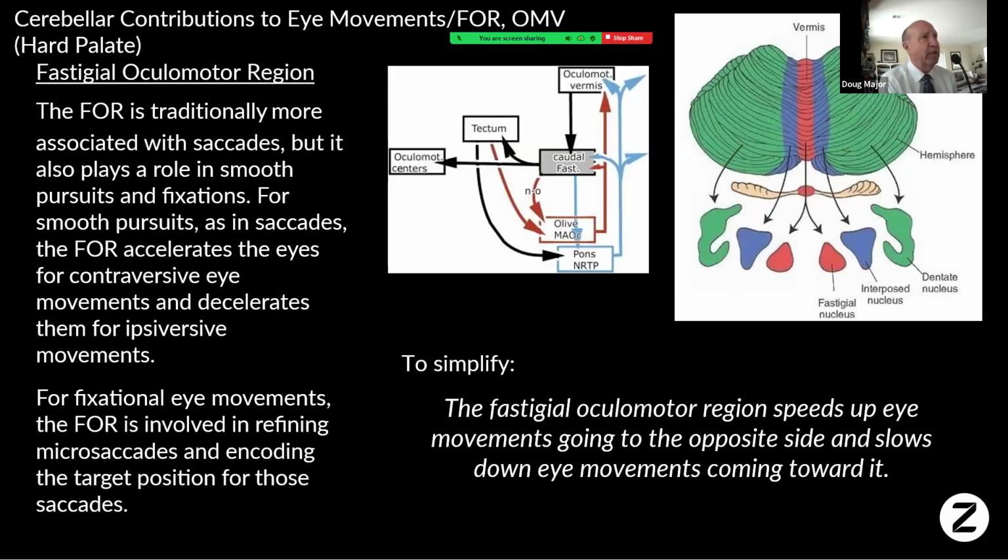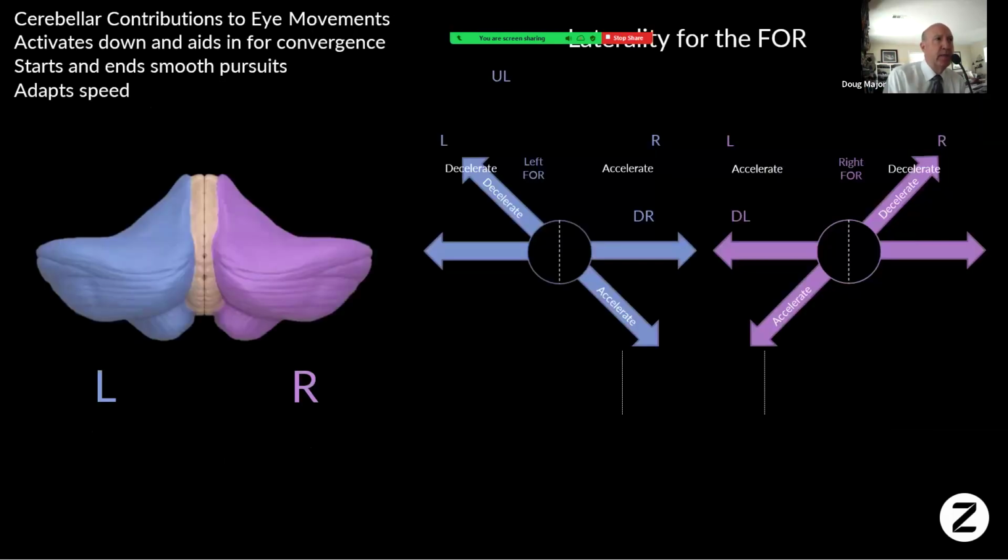That's where we should divide our task into those parts. And so the FOR, again, just to simplify, the vestibular oculomotor region speeds up the eye movement going towards the opposite direction and slows it down coming towards it. We think of saccades, and we think a lot about convergence. This is a great diagram that talks about the acceleration and deceleration. And of course, we can augment that by forcing it to do something it doesn't want to do. But you think about this as a convergent system. Look where it's going, down and in. That's what accelerates. That's why it's so important to understand that and how it adapts for different speeds.